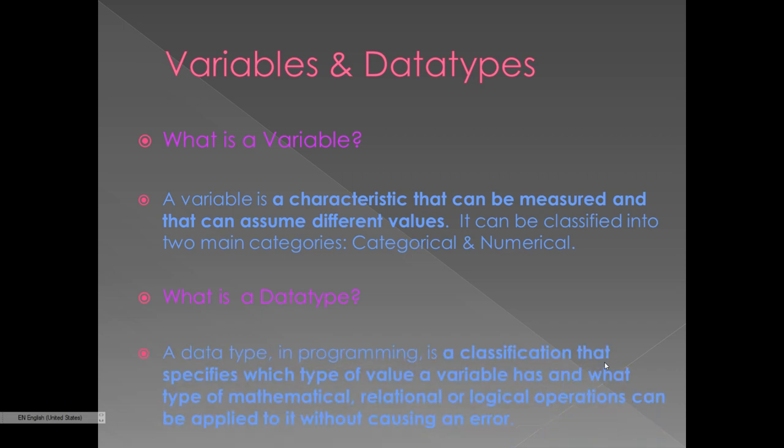A data type in programming is a classification that specifies which type of value a variable has and what type of mathematical relation or logical operation can be applied to it without causing an error.